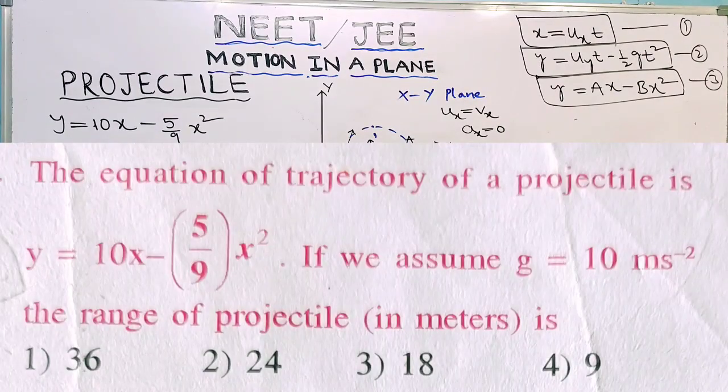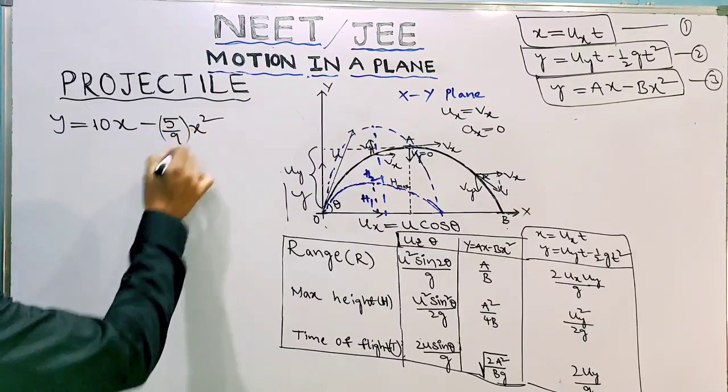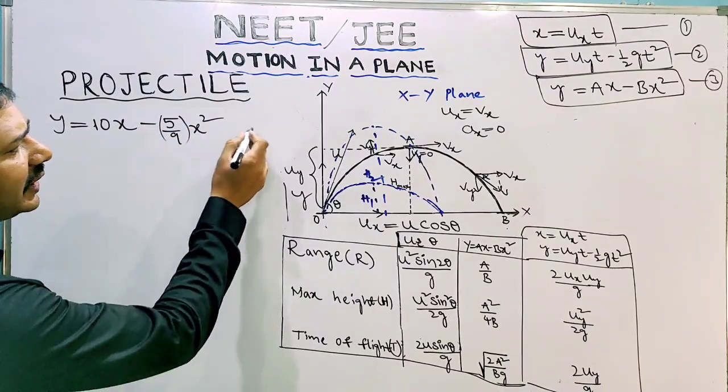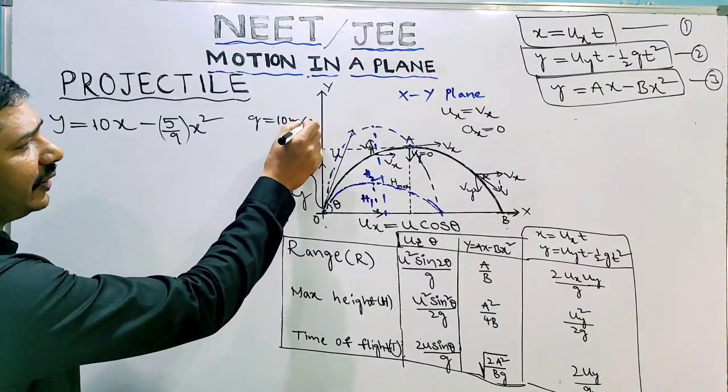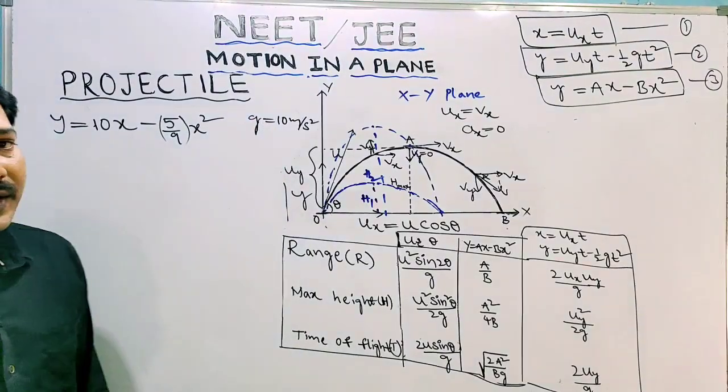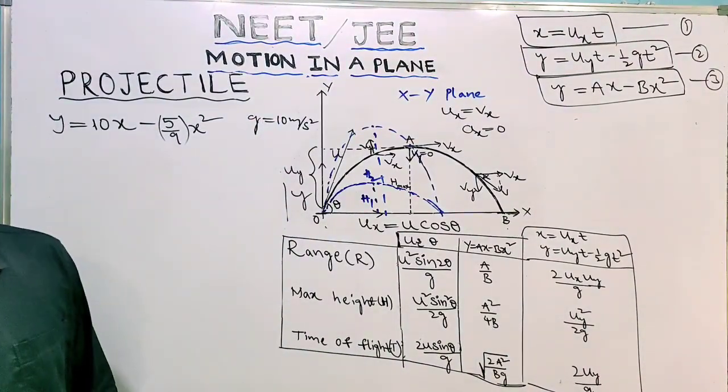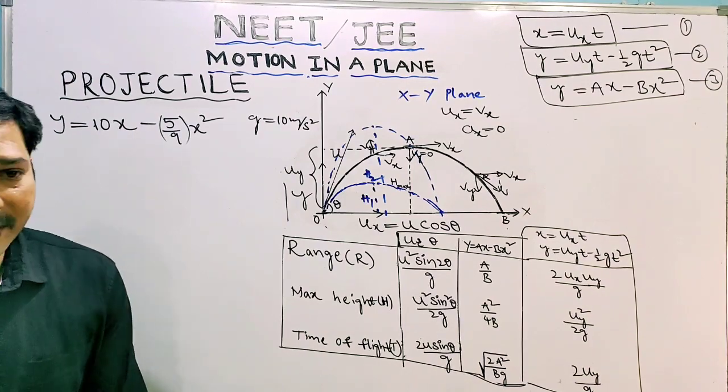The equation of trajectory of a projectile is y equal to 10x minus 5 by 9 x square. If we assume g equal to 10 meter per second square, the range of the projectile in meters. Okay, for the given equation, 10x minus 5 by 9 x square, they given. Now g also they given. So what is the g value? G is given, 10 meter per second square. So they are asking what, range they are asking.